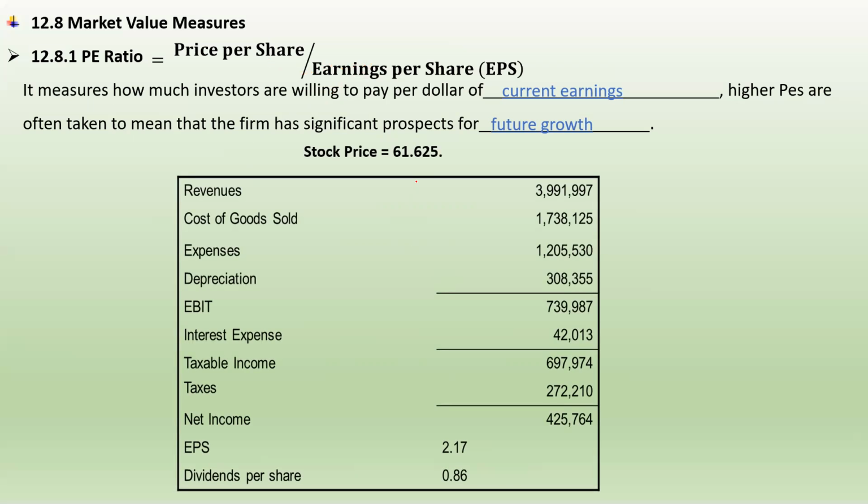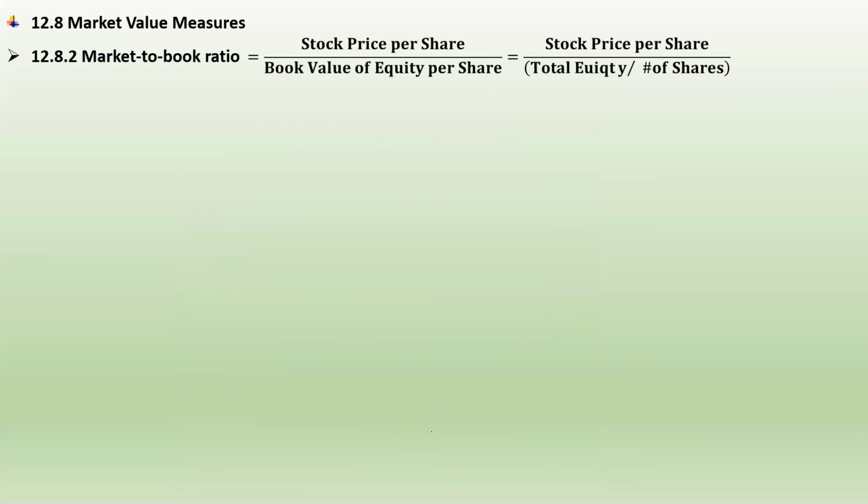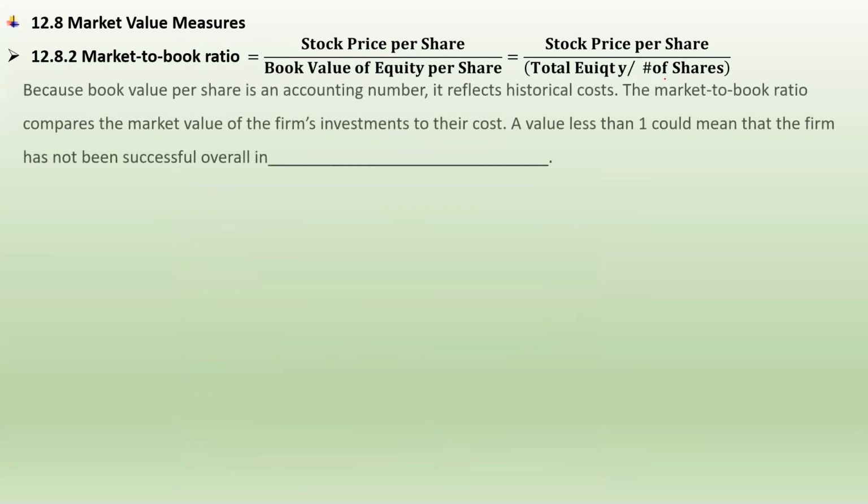As we know, the stock price for this firm is $61.625, and the earnings per share is 2.17 per share. So we found that the PE ratio is 28.399. The next market value measure is called the market to book ratio. It equals stock price per share divided by book value per share. Book value per share equals total equity divided by how many shares we have.